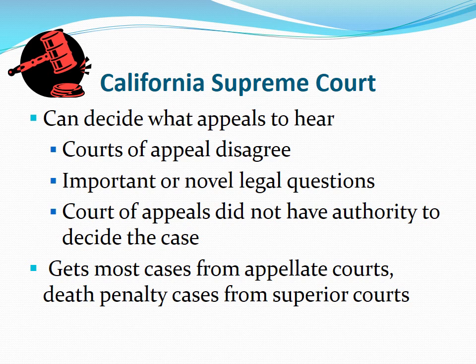They do get most of their cases from the appellate courts. However, if it is a death penalty case and somebody is sentenced in a death penalty case, the defendant can appeal from the superior court level, skip over the appellate court level, and appeal directly to the California Supreme Court.